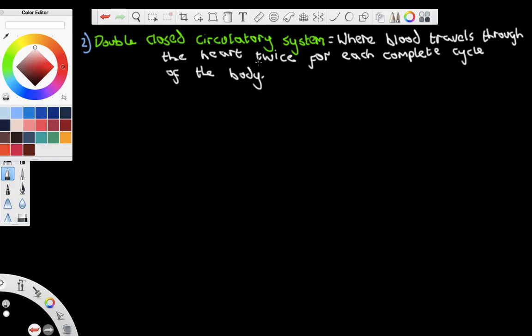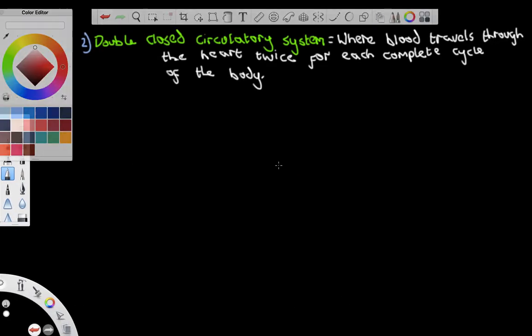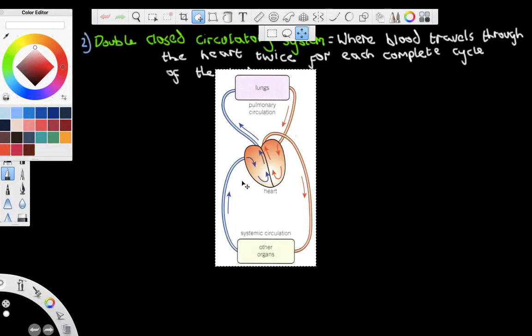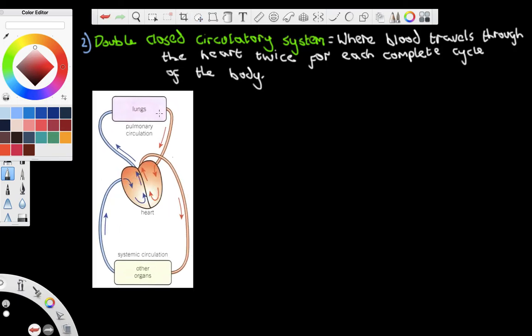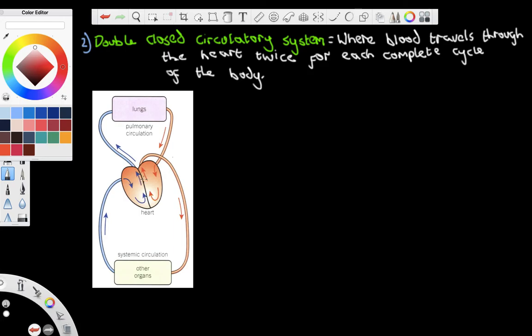Now, this is the circulatory system found in mammals. This is the circulatory system that we have in our bodies. We have one loop which has oxygenated blood, and we have another loop that carries deoxygenated blood. But if we were to start at a single point inside the circulatory system here, we would start at point 1, say, we would go through to point 2, and then back to point 1. So blood travels through the heart twice for each complete loop.